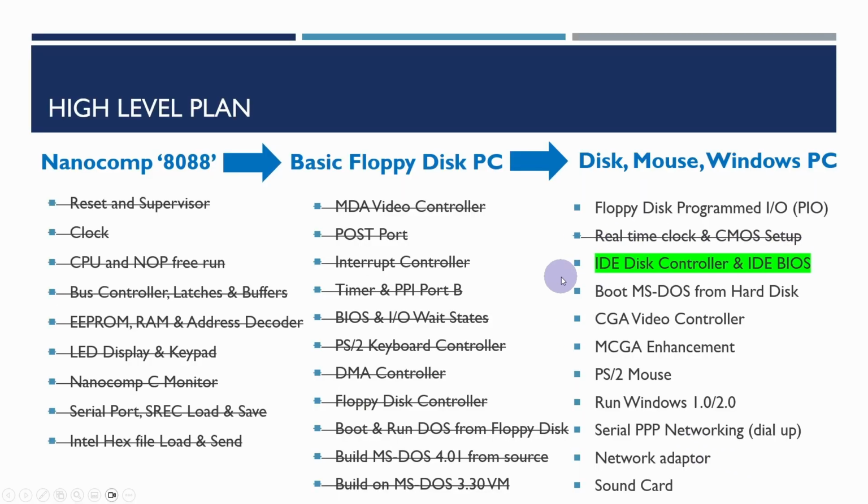CMOS setup. In the next video I'm going to be looking at building an IDE disk controller and configuring an IDE BIOS so we can actually boot off a hard disk. And in the background I'm also looking at changing the floppy disk BIOS configuration to use programmed I/O rather than DMA, so hopefully I should be able to do an update on that in a couple of weeks' time.